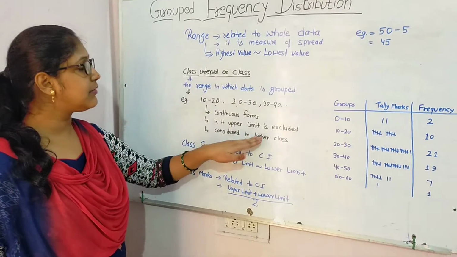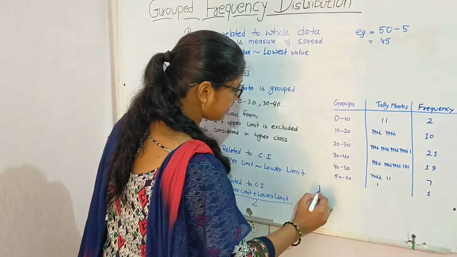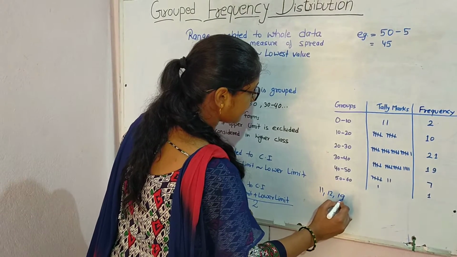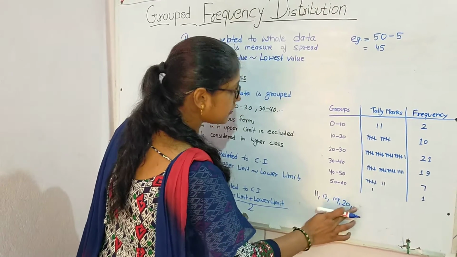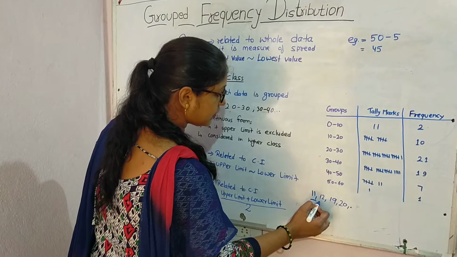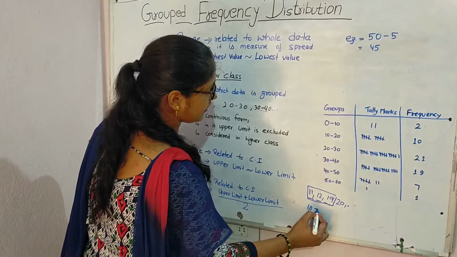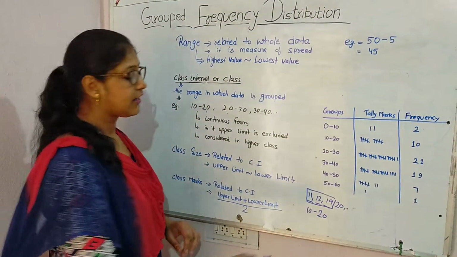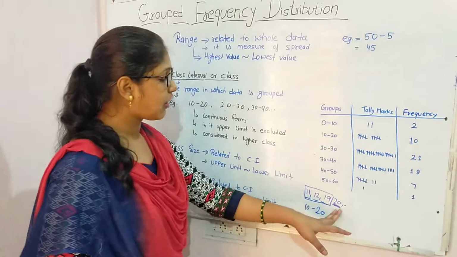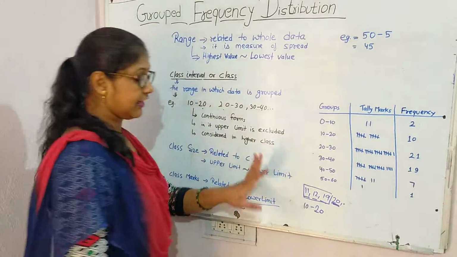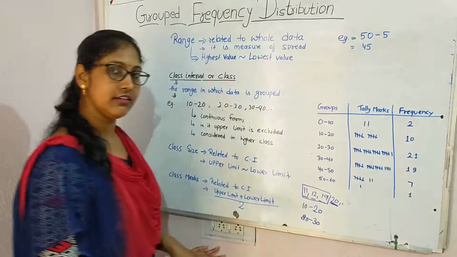In it, upper limit is excluded. It means suppose we have data like 11, 12, 19, 20, 21, 10, 20. So 11, 12, 19 are considered in the class 10 to 20. But the data 20 is not included in this class 10 to 20. It is counted in higher classes. It means it is considered in 20 to 30 class interval.